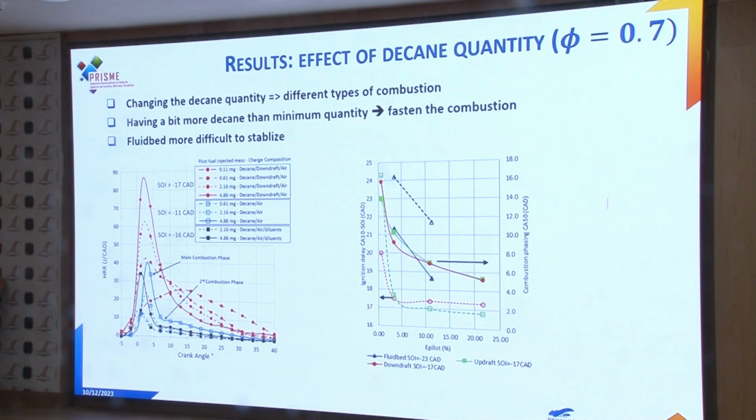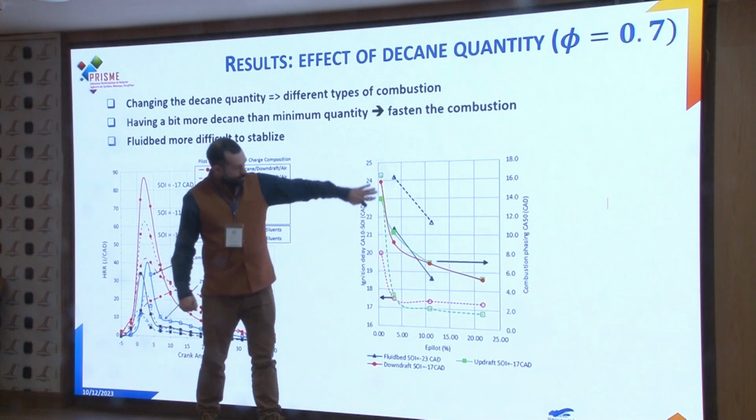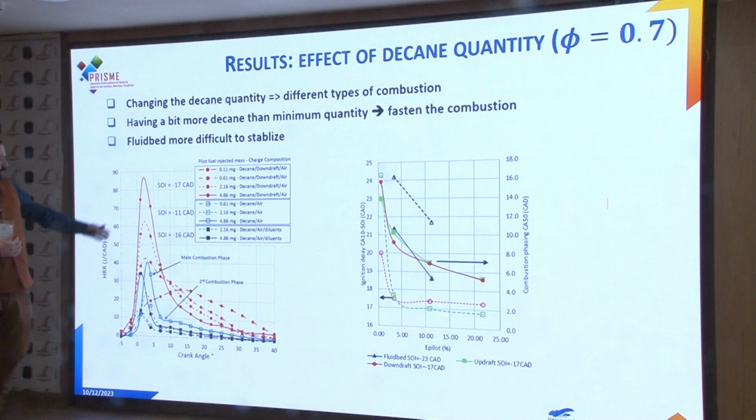Looking at the effect of the decane quantity, since 0.7 was the best equivalence ratio, we stick to that one, and we then increase the energy content of the pilot. So we increase the duration of the decane injection, basically, and we can see that having a bit more diesel than the minimum required helps to really decrease the combustion duration and also get higher heat release rate.